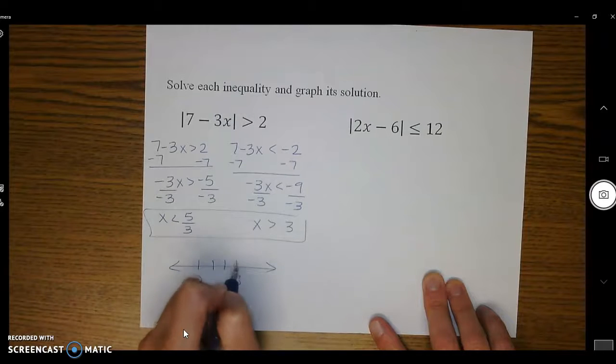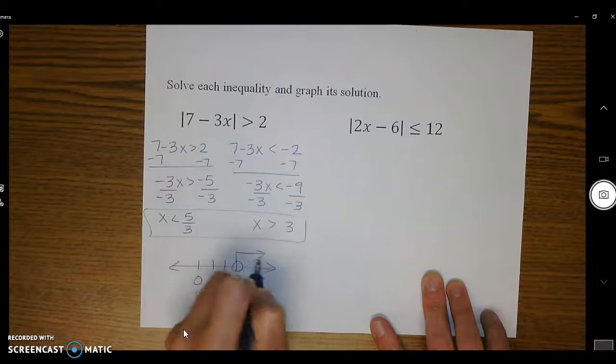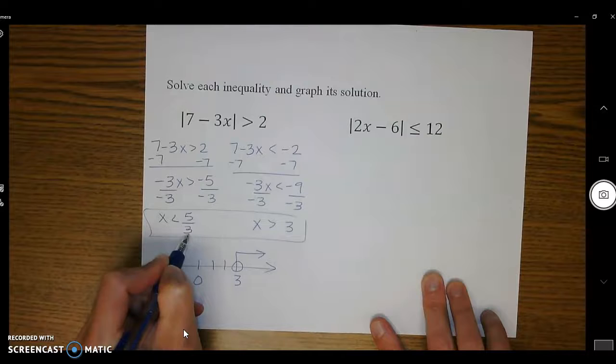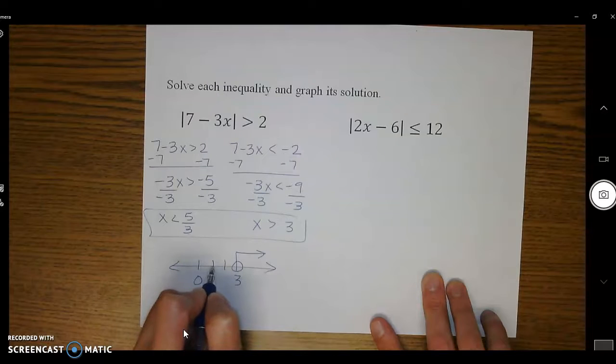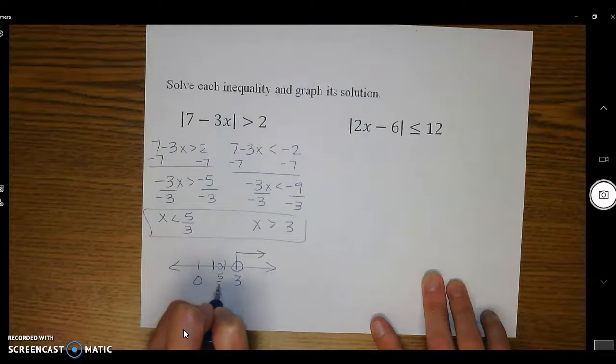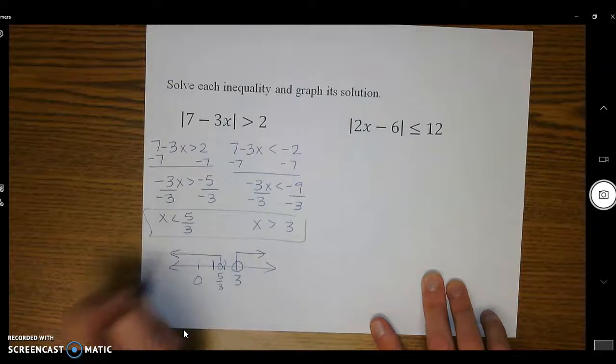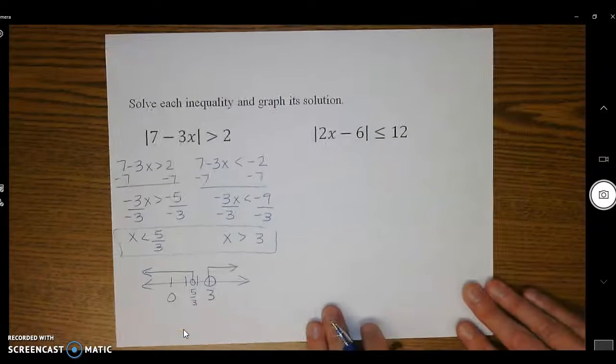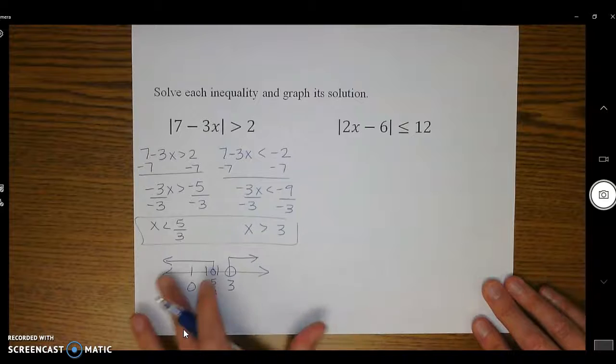Here's 3, open circle on 3, goes away from it. 5/3 is going to be 1 2/3. So here's 1, I want to go 2/3. I have to make my circle smaller here so you can see it. So this is 5/3 right there, and I want everybody less. That is correct. And you should do a check to make sure that your numbers are correct.